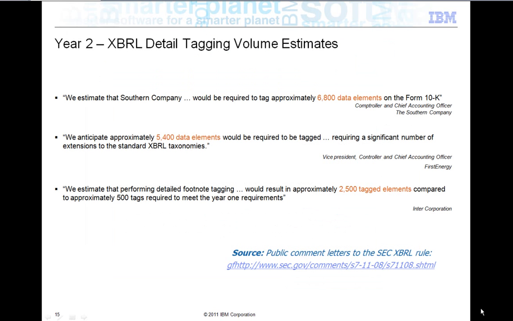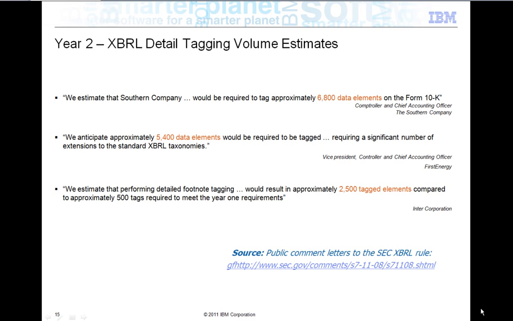Here are some tagging volume estimates, and this came directly from the SEC's website. We estimate that Southern Company would be required to tag approximately 6,800 data elements on the Form 10-K. That came from their Comptroller and Chief Accounting Officer. Here's another from First Energy, their VP Controller and Chief Accounting Officer. We anticipate approximately 5,400 data elements would be required to be tagged, requiring a significant number of extensions to the standard XBRL taxonomies. And we're going to discuss what these extensions and what the taxonomies bring and what they mean to you as well here as we move forward.